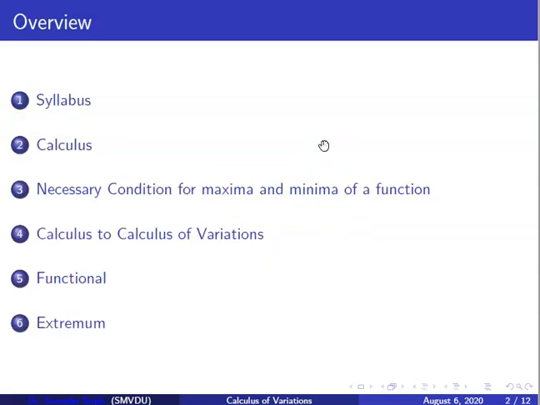The first thing we are going to show here is the syllabus of this semester regarding this course, then the basic things regarding calculus, the necessary condition of existence of maxima and minima of a function, calculus of variation. In this part I'm going to tell you how the calculus is related to calculus of variations. Then a new terminology, that is the functional, we are going to introduce here. Then how the functional is different from a function. The next thing is extremum.